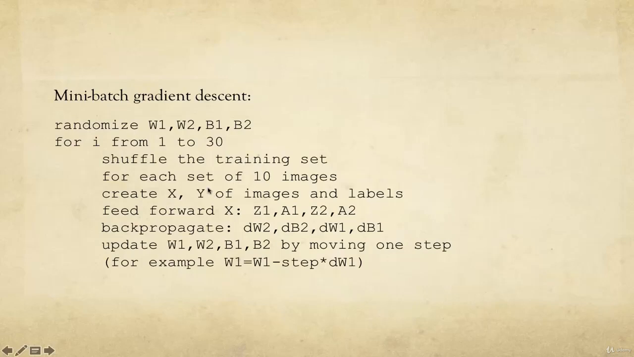We create X and Y, as we saw in the previous lecture, vectorize X and Y, the images and the labels. We feed it forward to get all these intermediate variables. Then we backpropagate to get all the derivatives. Then we update the variables by moving one step in the gradient direction to reduce the cost. So for example, take W1 minus the step size times the derivative, or the gradient, of W1. And then we repeat this. Take the next 10 images of the training set and do this again. Once we finish an iteration of the entire training set, we do this again 30 more times. So this is mini-batch gradient descent.